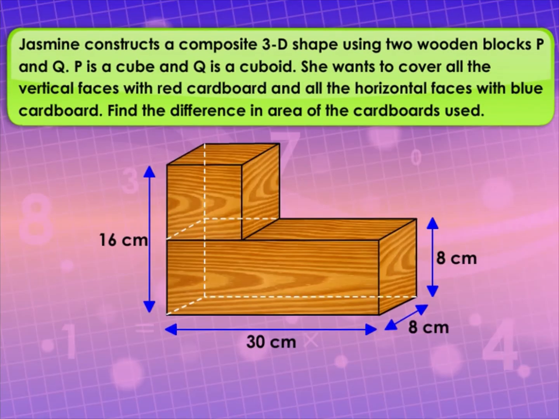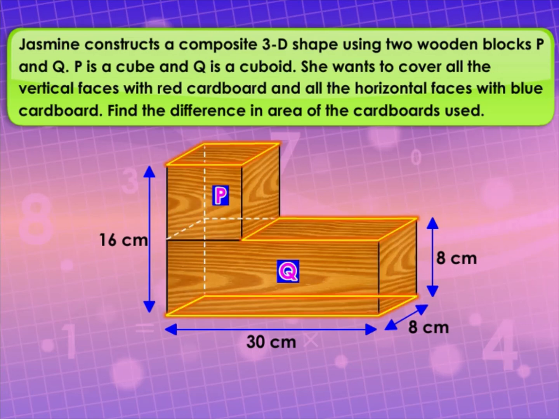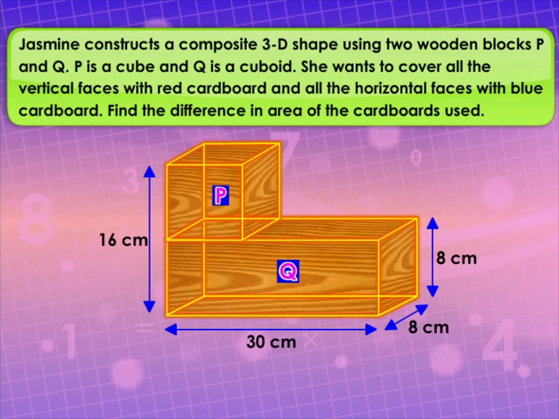Jasmine constructs a composite 3D shape using two wooden blocks, P and Q. P is a cube and Q is a cuboid. She wants to cover all the vertical faces with red cardboard and all the horizontal faces with blue cardboard. Find the difference in the area of the cardboards used.